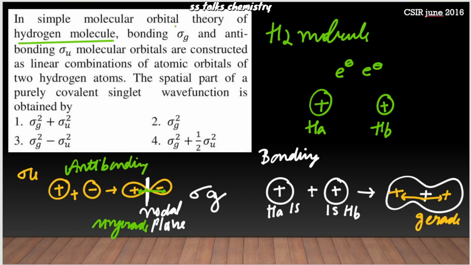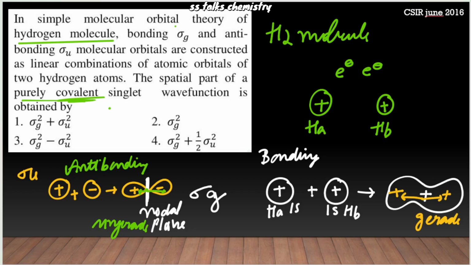Okay. Now next, sigma g and sigma u are constructed by the linear combination of the atomic orbitals of the two hydrogen atoms. The spatial part of it is purely covalent. We have to find out which of the following scenarios gives the singlet wave function. So we should firstly know.